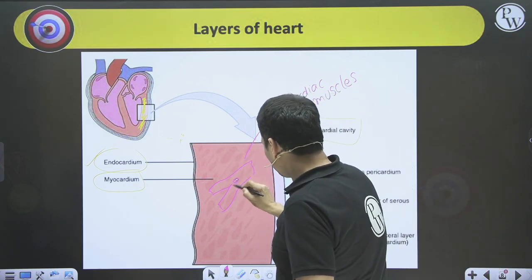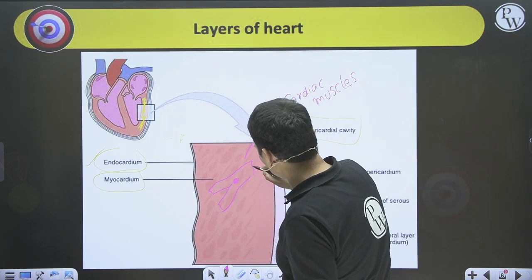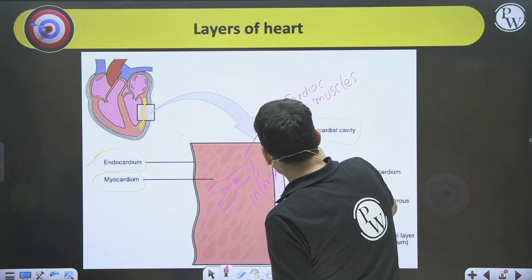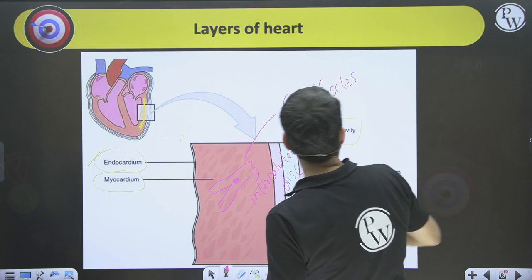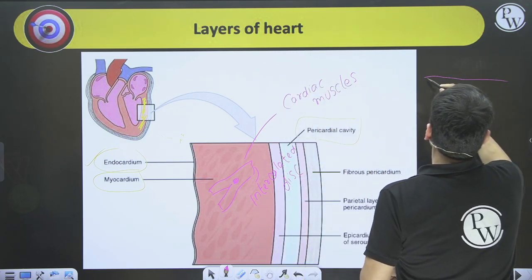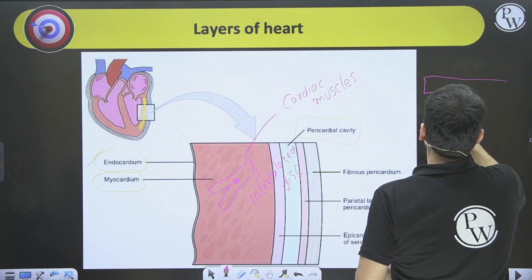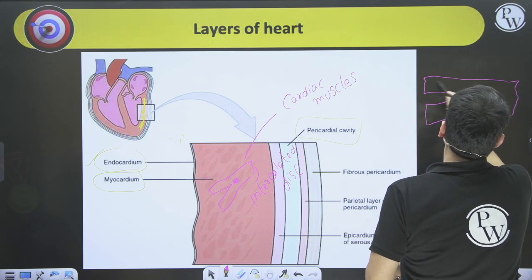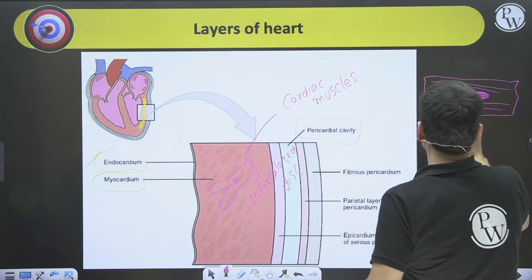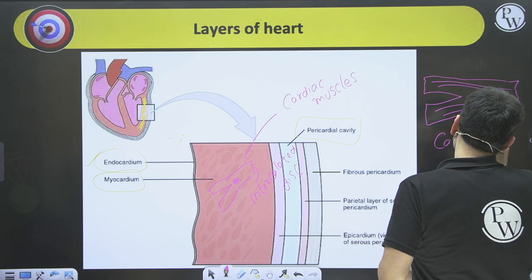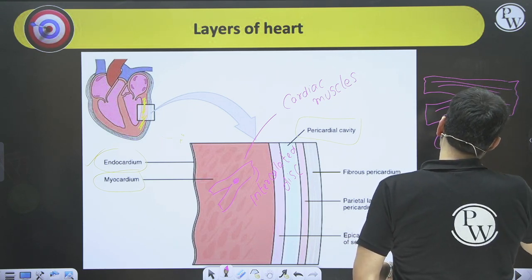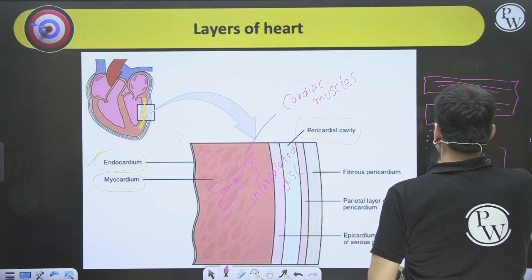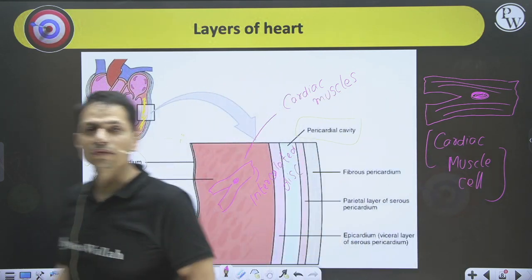It has a single nucleus, and it has these ends which are called the intercalated discs. If I draw here the intercalated disc, and there we have the nucleus, and then we have the myofibrils. So this is a cardiac muscle fiber or cardiac muscle cell, which is present in the myocardium part of the heart.